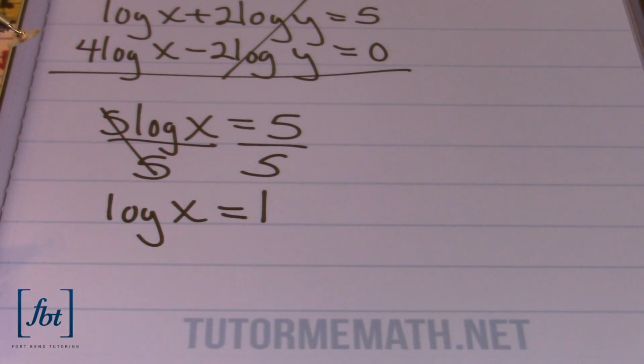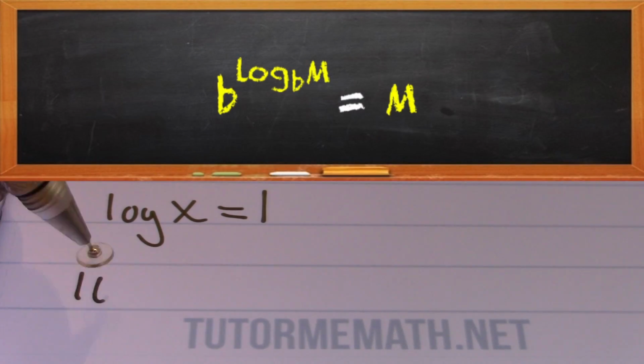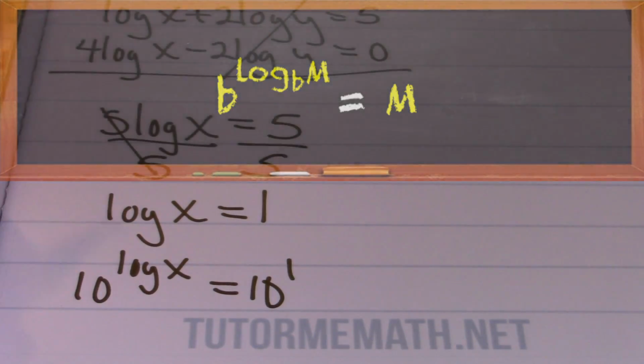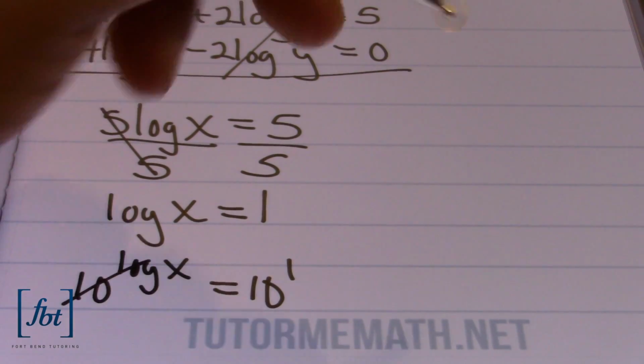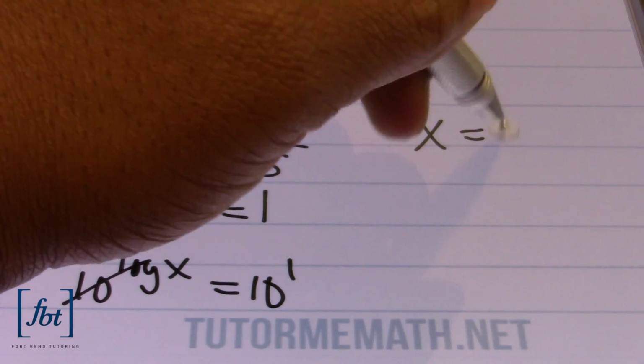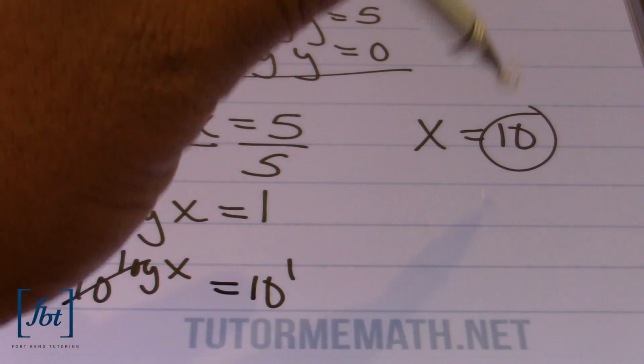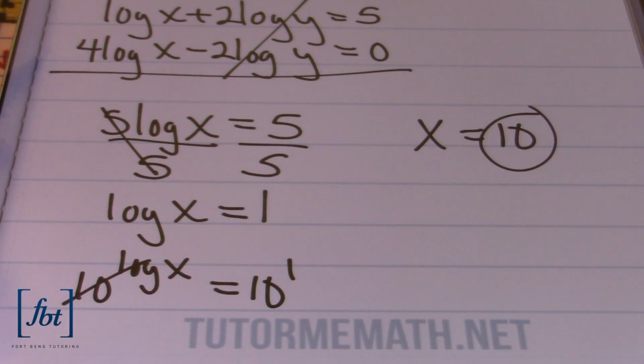And then if I were to choose to exponentialize both sides of the equation, I'll have 10 to the log x equals 10 to the first power. Of course, the base 10 and the log will cancel out to give me x equals 10 to the first power, which is 10. So I now know that x equals 10. So now I'll be plugging this 10 into one of the original equations. And I believe I'm going to use the first equation.